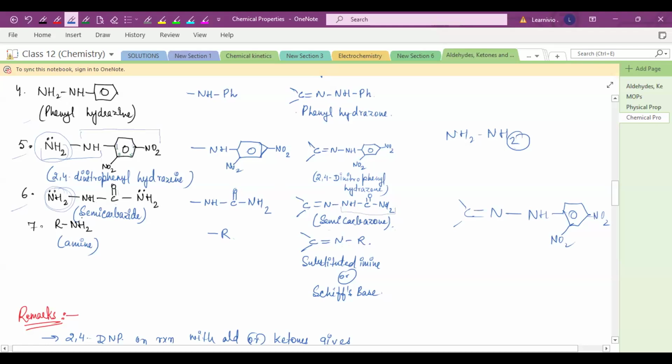Similarly for the amine. In the amine, other than NH2, which group is present? Only the R group, alkyl. So this is Z. After carbon double bond nitrogen, you will attach R. So it will give you a substituted imine, and it is also known as a Schiff's base. What do we call this structure? This is a Schiff's base. When the imine has a substitution, like an alkyl group, on the nitrogen, this is a Schiff's base. This is known as Schiff's base. Is it clear? Yes, ma'am.